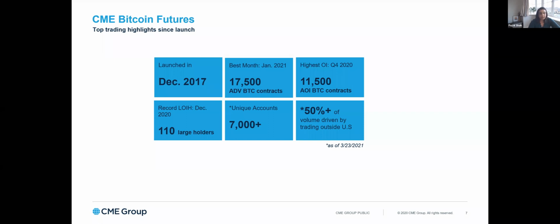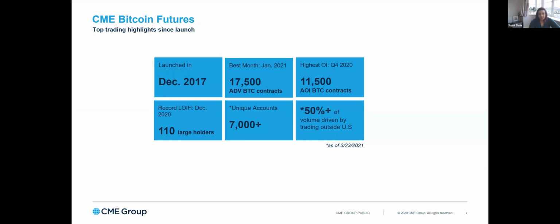So we launched Bitcoin futures in 2017. And if you just look at what happened in January, there was huge institutional adoption. Just in January alone, we traded 17,500 futures contracts per day in Bitcoin, which made it the best month ever. We have a 5 Bitcoin multiplier, so that's the equivalent to 88,000 Bitcoin traded every day. And that makes it one of the largest US-based risk transfer platforms for Bitcoin.